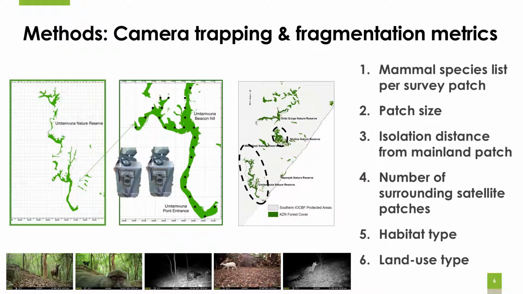For the methods, I used a systematic camera trapping grid. We used that to put together a mammal species list for each survey patch. In GIS, I quantified patch size and isolation from mainland distances. Within a 1 kilometer buffer of each survey patch, we quantified the number of surrounding satellite patches. We looked at the habitat type, whether it's lowland coastal forest, scarp forest, or coastal thicket and dense bush, and also quantified the land use type.